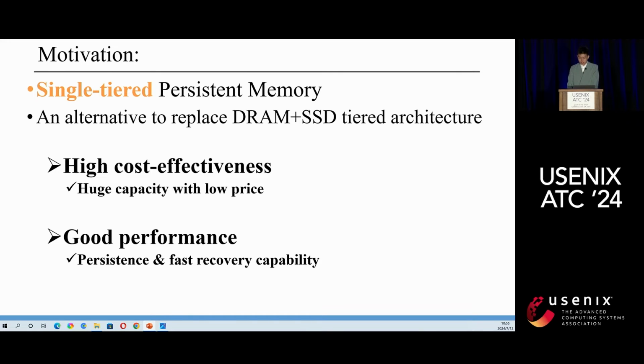Our biggest motivation is that in snapshot scenarios, PM can replace the DRAM plus SSD tiered architecture to achieve high cost effectiveness and good performance. High cost effectiveness comes from PM's huge memory capacity with a low production price. And good performance comes from the persistence and faster recovery capability of the single-tiered persistent memory.